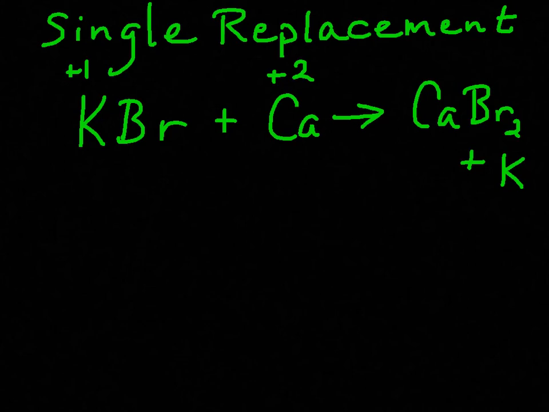CaBr2 indicates that there is 1 atom of calcium and 2 atoms of bromine. This would be due to the charges. Calcium has a charge of +2, bromine has a charge of -1. It would require 2 of those to balance the calcium. Of course, the final step is to balance the overall equation.